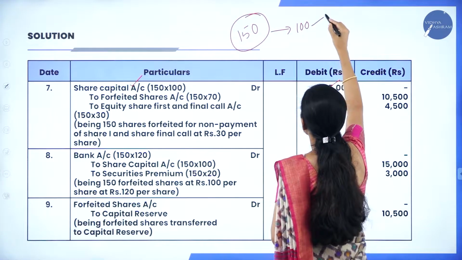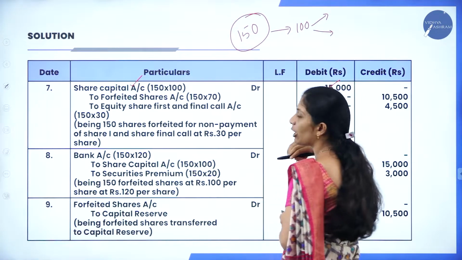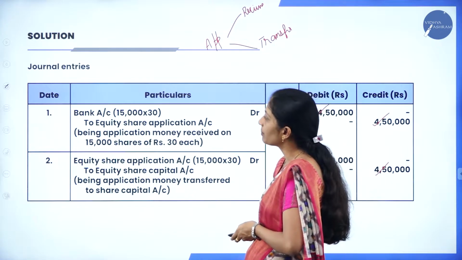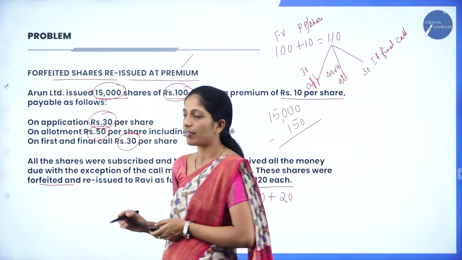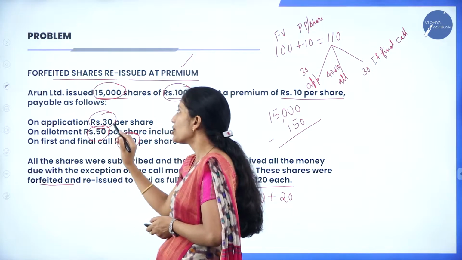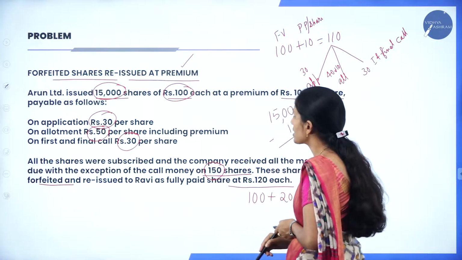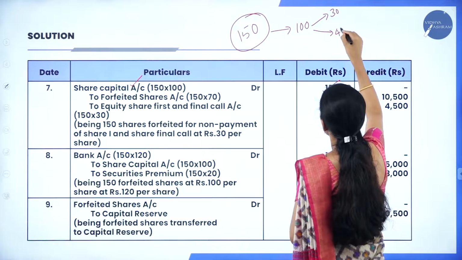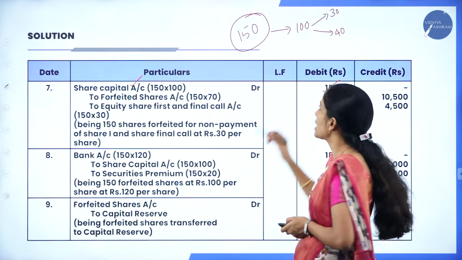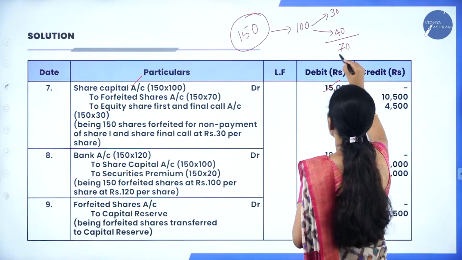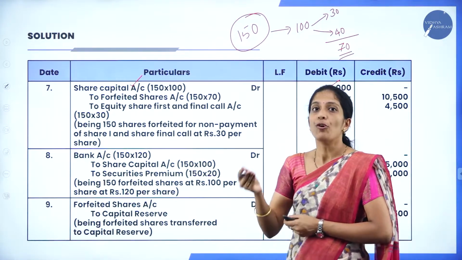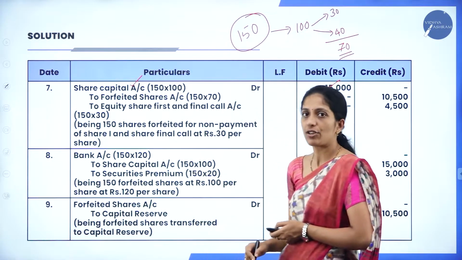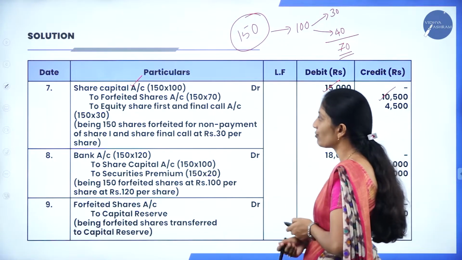So how much have they received? They have received application and allotment. They have not received the call money. So what is application and allotment? 30 plus 50 they have given. But exclude the premium. So 30 plus 40 they have received. Correct? So how much have they received? Here 30 and here they have received 40. So how much is it? 70 rupees they have received. So that has to be transferred to forfeited shares account. So to forfeited shares account 150 into 70, that is 10,500.